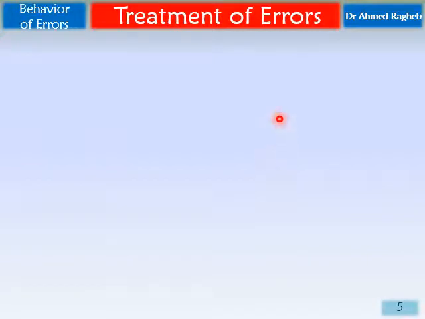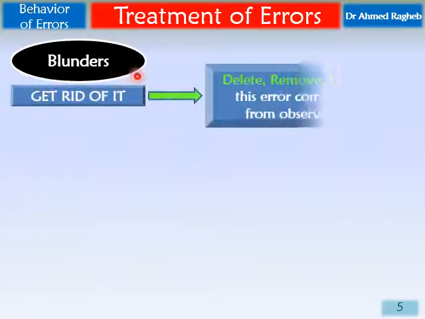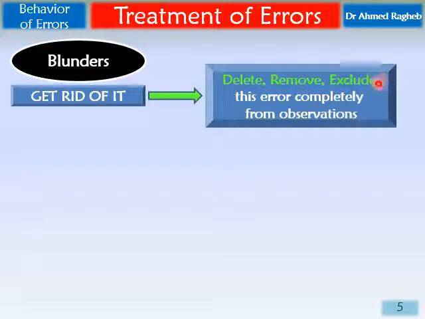After we knew about the sources and kinds of errors, we should know how to treat these errors. So we have three types of errors: the blunders, the systematic, and the random errors. The blunder, as we mentioned, is an odd value, so we have to get rid of it completely. Exclude it from the measurements, remove it, delete it, and don't use it. And you can spot it easily because it's an odd value.